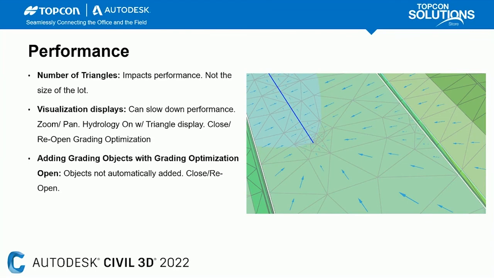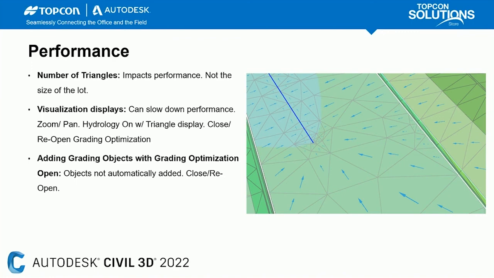Visualization displays. These can slow down performance, so the more visualizations you have, the slower it can get. One thing you'll see here on this screenshot is I have the triangles on and I have the hydrology. The hydrology is going to put an arrow in every single triangle, and that could bog things down, especially if grading optimization is using a lot of your available power on your computer.